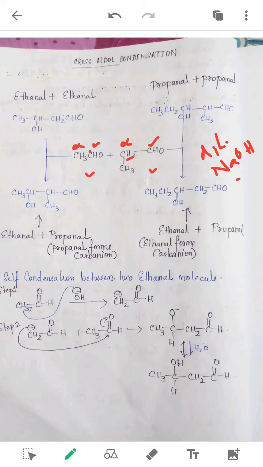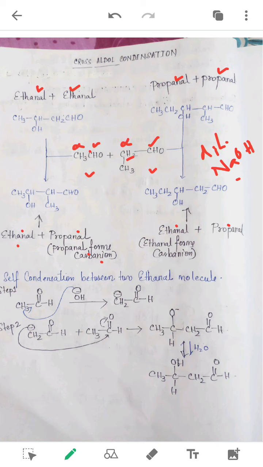First thing is, what may be the possibilities? First, two ethanal molecules can react. Second, two propanal molecules can react. Third, ethanal and propanal can react, where propanal forms a carbanion and attacks ethanal. Another possibility is where ethanal forms a carbanion and attacks propanal. We have to study all those, and we can surely get four different kinds of products here.